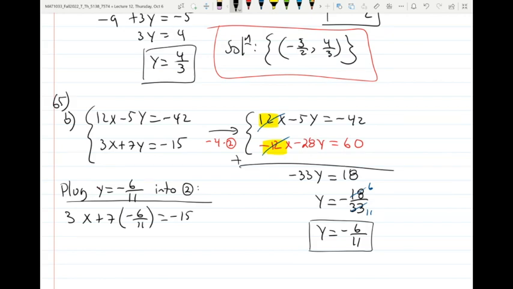In this case, there is only one denominator, which is 11. So what's the LCD? 11. So just multiply everything by 11 and get rid of it. So I'm going to multiply the entire equation by 11.